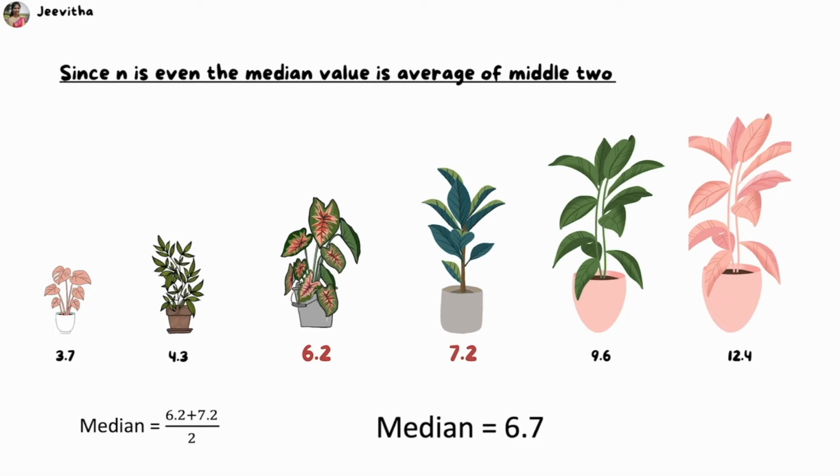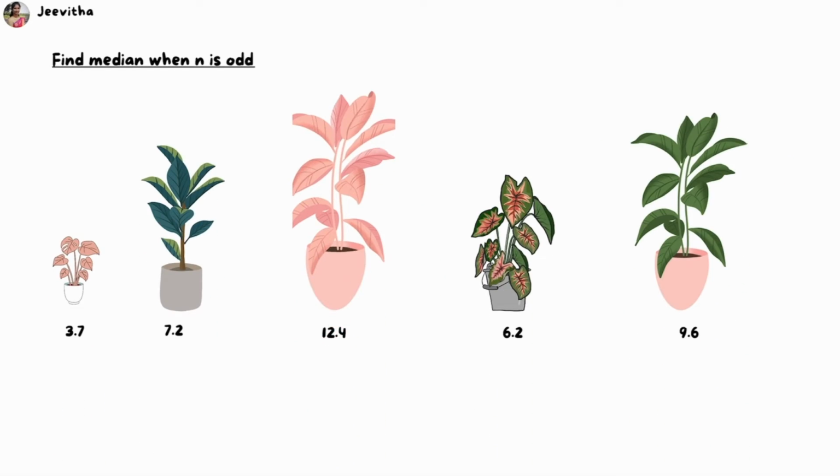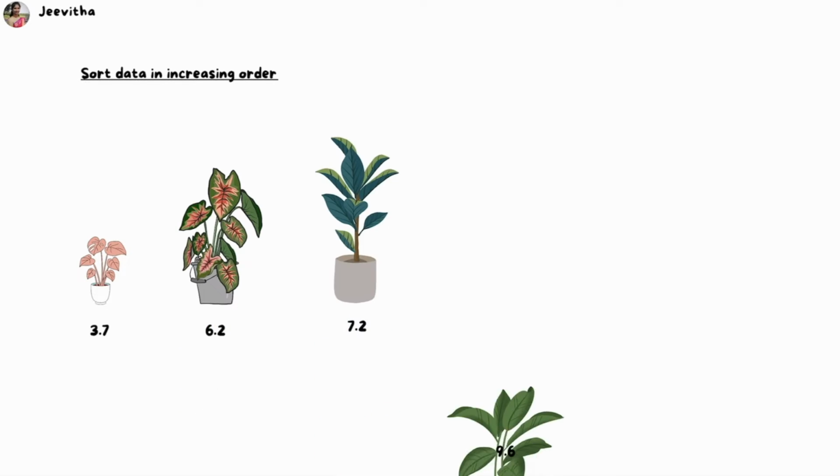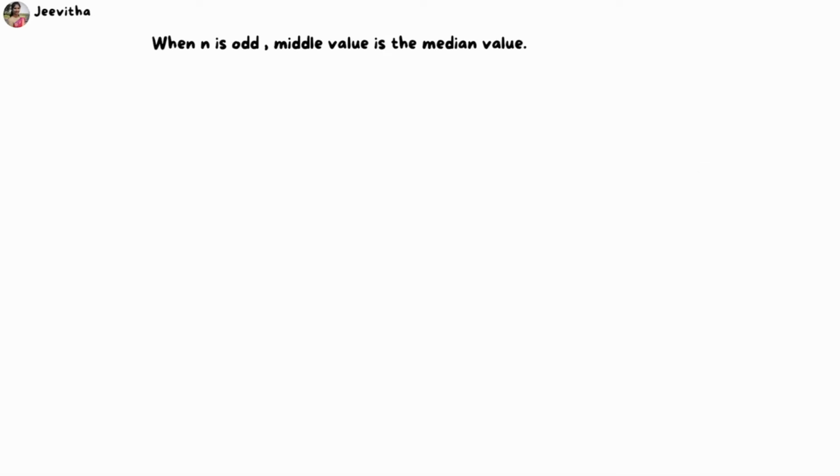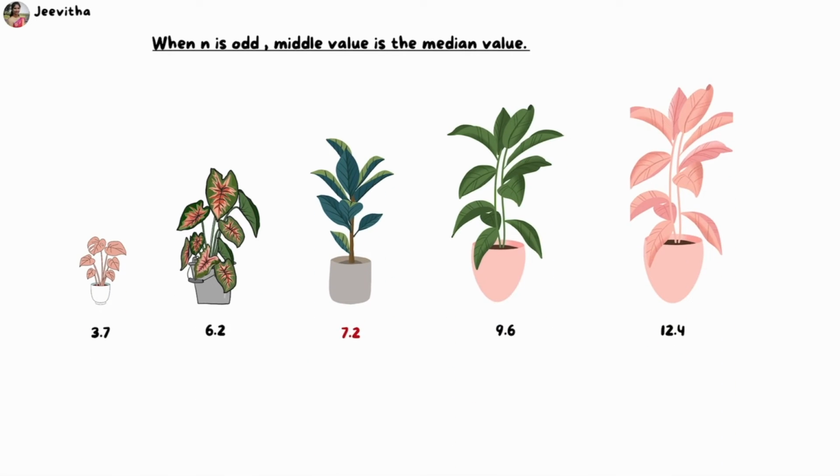Let me show you how to find the median value when you have an odd number of observations. It shows clearly that you have 5 observations. Same rule, sort it in increasing order from smallest to highest. Once you sort, what will you do? You need to find the middle value, that is the median value. Whenever n is odd, the middle value will be the median value, that is 7.2.